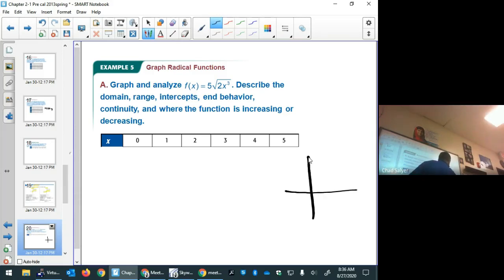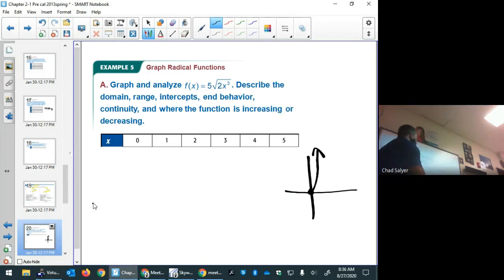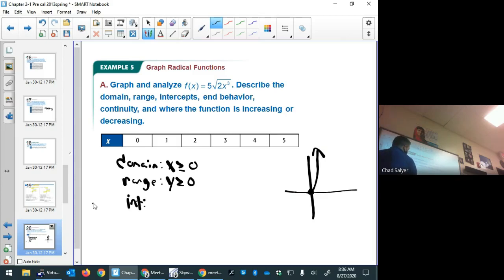So the graph is, and if I trace here at the origin, I see it is defined there. So that's included. So the domain is going to be x is greater than or equal to 0. The range is going to be y greater than or equal to 0. The intercepts are going to both occur at the origin. X equals 0 is the x-intercept, y equals 0 is the y-intercept.